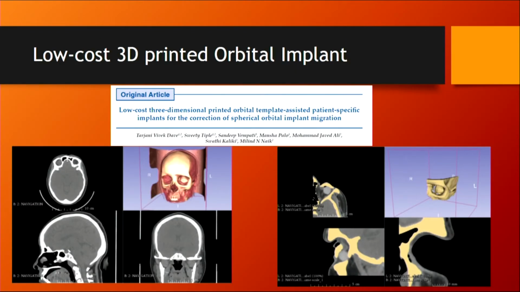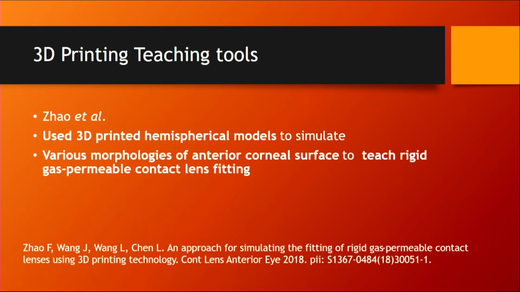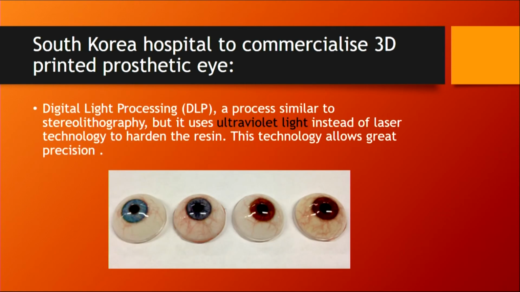In LVPI, they have used 3D printed assisted patient-specific implants, which are implanted in the basin of the inferior orbital fissure to allow recentration of the migrated implants kept in anophthalmic sockets. Zhao et al. have used various morphologies of the anterior corneal surface to teach rigid gas-permeable contact lens fitting. In South Korea, they have started to commercialize the 3D printed prosthetic eyeballs.